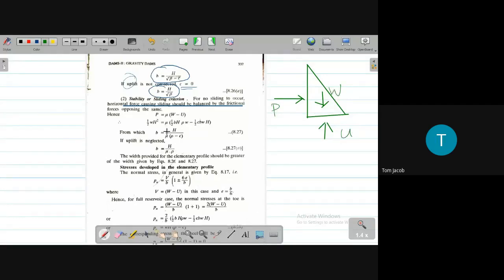So the condition is that the horizontal force causing sliding should be balanced by the frictional forces opposing the same, and for that we can write the horizontal force P is equal to the frictional force opposing the same, which is mu, the coefficient of static friction, multiplied by the effective vertical forces, that is W minus U. So this is the condition, P is equal to mu into W minus U, and we have already found out the terms for P, W and U.